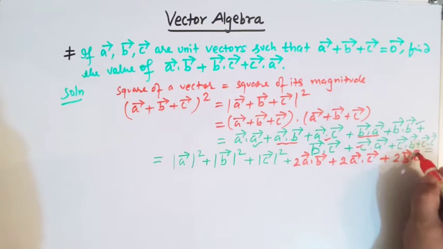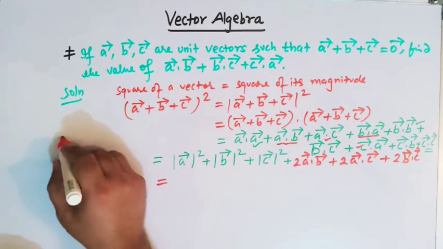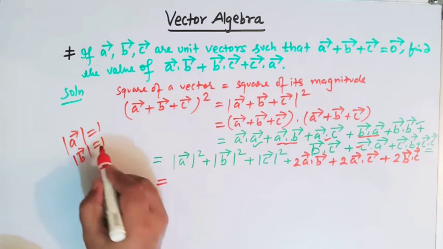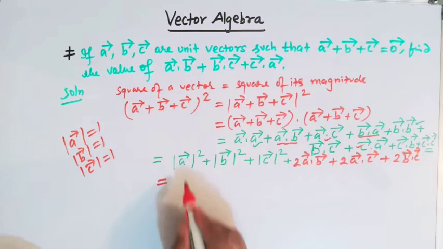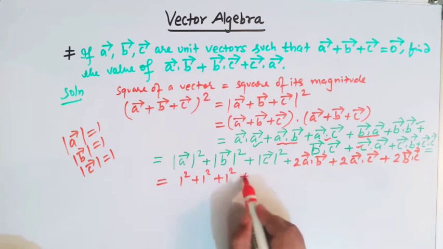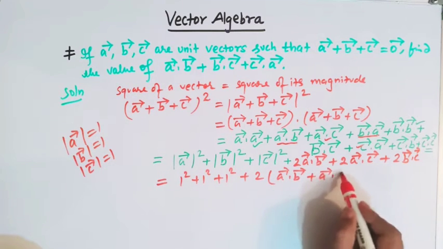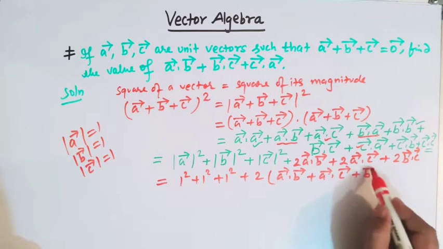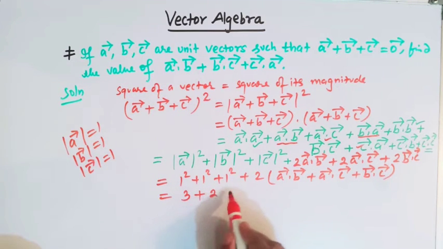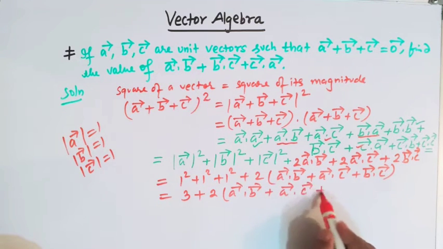Now since vector A, vector B and vector C are unit vectors, the magnitude of vector A is 1, the magnitude of vector B is 1 and the magnitude of vector C is 1. So this is equal to 1 square plus 1 square plus 1 square, and here we take 2 common, so we have A dot B plus A dot C plus B dot C, right? Now this is equal to 3 plus 2 times the quantity A dot B plus A dot C plus B dot C, right?